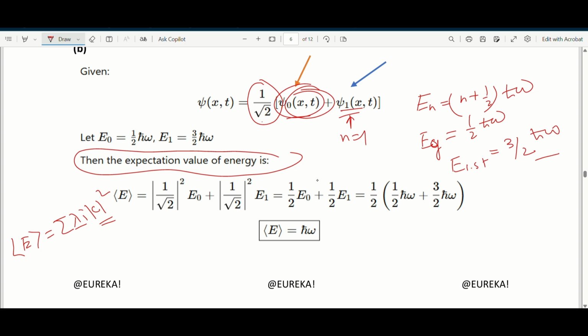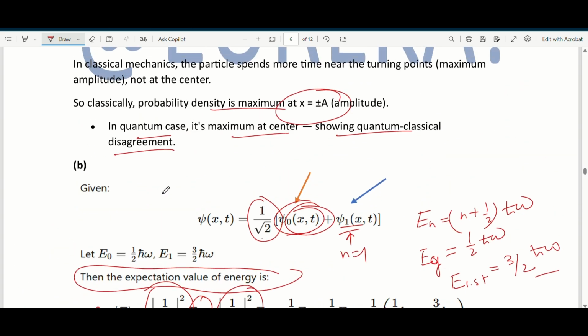Therefore we get mod c squared, so 1 by root 2 whole squared times E0, plus 1 by root 2 whole squared times E1. Substituting this value, we get 4 by 2, that is twice h-bar omega, divided by 2. So this will be the expectation value of the energy for this state.